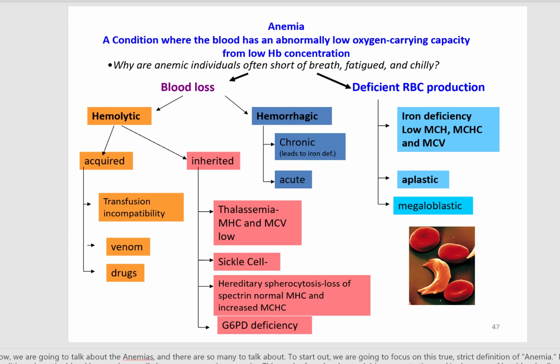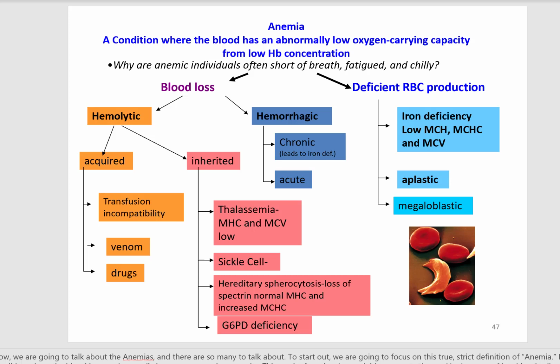Blood loss can also occur because your red blood cells are being removed from circulation too quickly. Why might they be removed from circulation too quickly? Either you have inherited reasons why. Your red blood cells maybe have an irregular shape or size. They emerge from the bone marrow relatively decently okay, but over time they are removed. They are removed through a hemolytic process using macrophages.